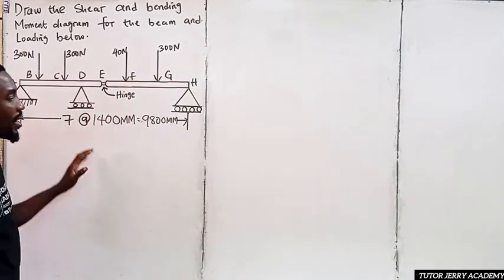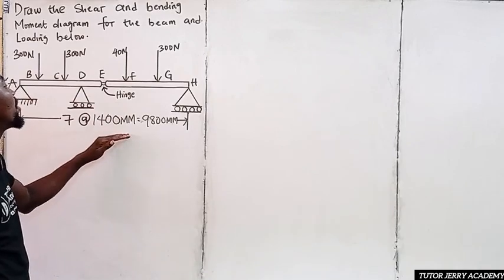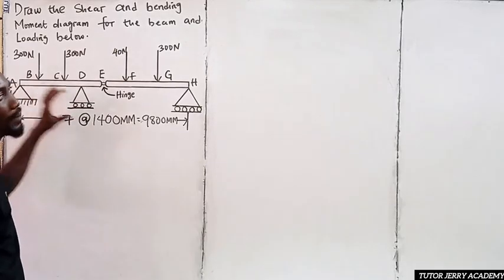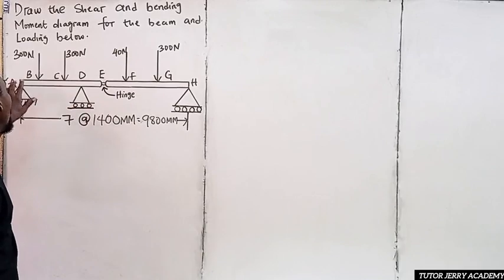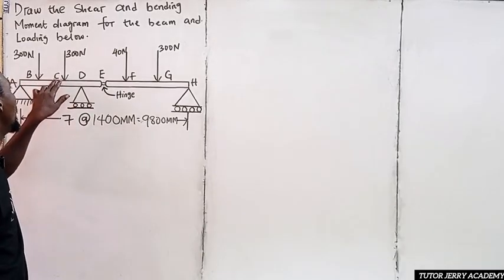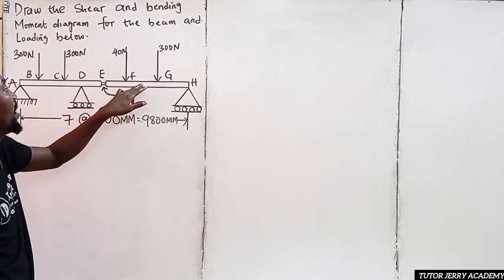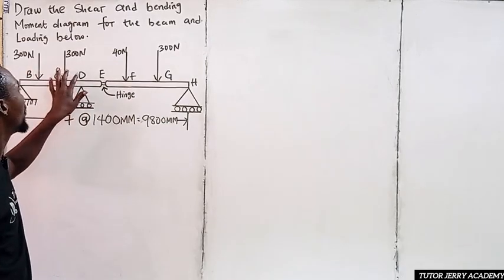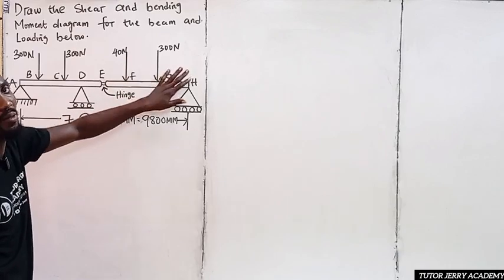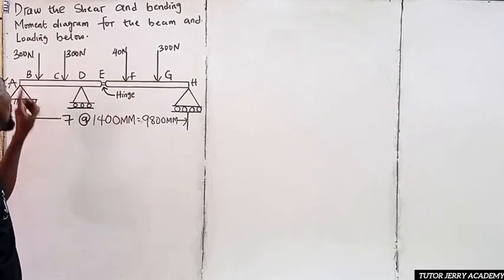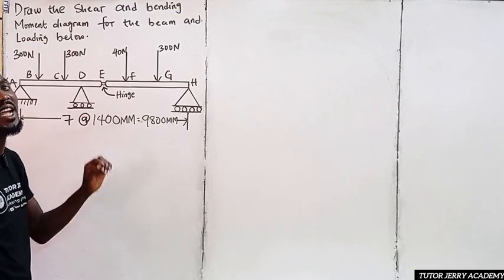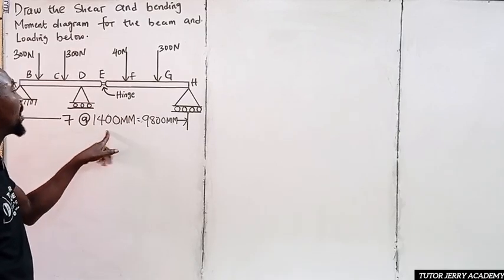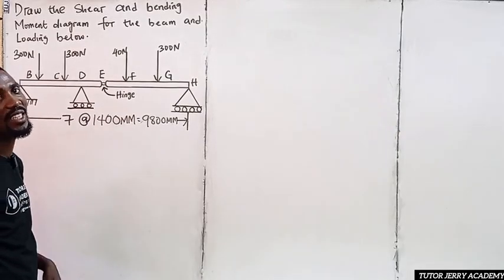Don't forget, here we are given 7 at 1400 mm equals 9800 mm. It means that we have 7 spaces, which are AB, BC, CD, DE, EF, FG, and GH. If you count them, 1, 2, 3, 4, 5, 6, 7. We have 7 spaces. So each of these spaces is 1400 mm. If we multiply 7 times 1400 mm, we have 9800 mm.